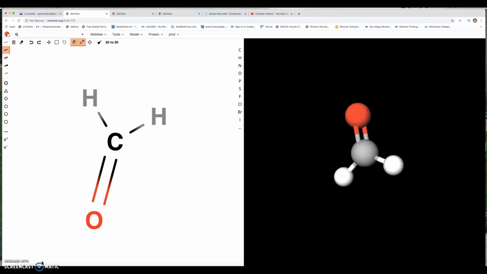Hi students. So this is your unknown number 3 for experiment 9, molecular shapes. And this one could have been done in the PhET simulation that I showed in the earlier videos, but I was in mole view, so I might as well stay with it. Here I have the Lewis dot structure.